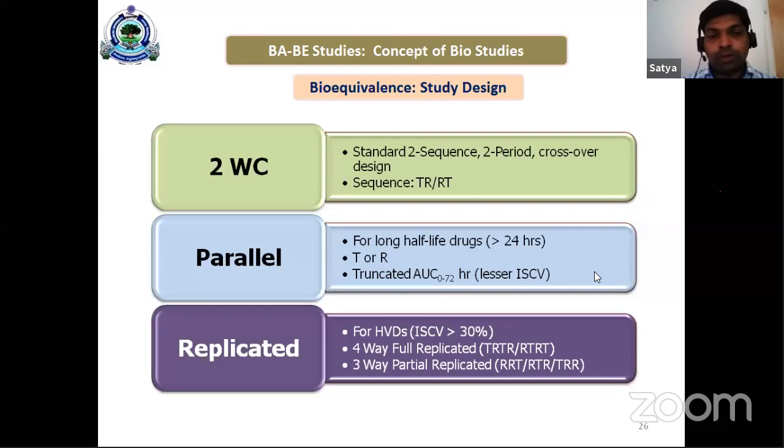Then the third one would be replicated. Replicated in the sense that where ISVV is greater than 30%, you have to conduct these studies. These are either four-way crossover replicated or three-way. Four-way means one subject in the first period will receive test, second period reference, third period test again, and fourth period reference. So with this you will get the reference-to-reference variability. The regulatory criteria differ, and I will explain that in the next slide.